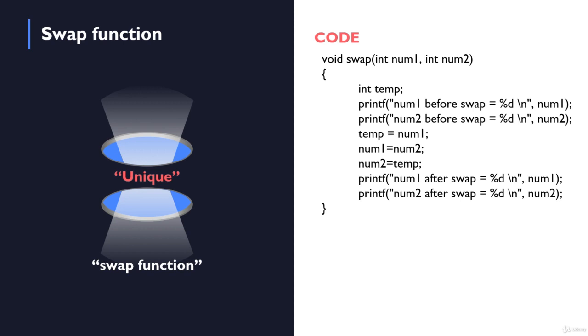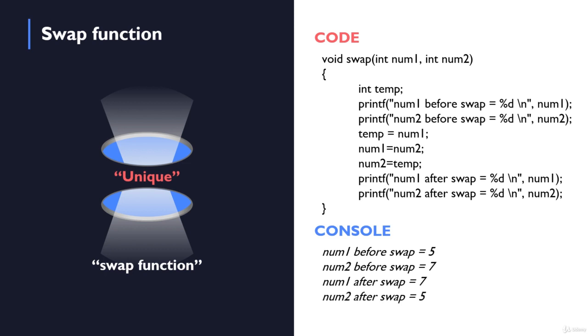Then we create a temp variable that will assist us with the swapping operation. We print out num1 before the swap and num2 before the swap, make the swap operation, and then print the values of num1 and num2 once again, just to make sure that the swap works as expected. So if we run this code right now, we will see on the console that num1 before swap equals 5 and num2 equals 7, right, as expected, because we initialized them in the main function. And also we will see that after the swap, we have num1 equals 7 and num2 equals 5. Everything works as expected.